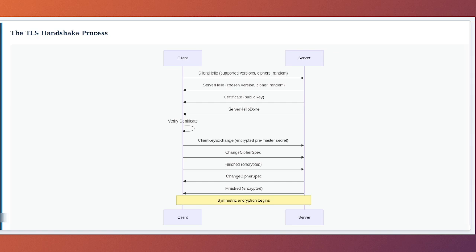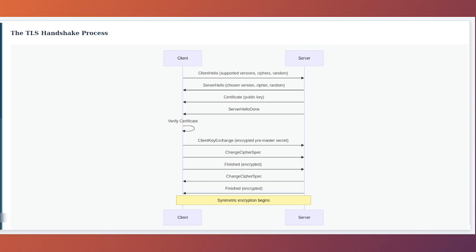If this verification succeeds, your browser now has the server's legitimate public key. Next comes the key exchange. In older TLS versions, the client generates a pre-master secret, encrypts it with the server's public key, and sends it over. Only the server can decrypt this with its private key. Both parties then use this pre-master secret along with the random numbers exchanged earlier to derive the actual session keys.